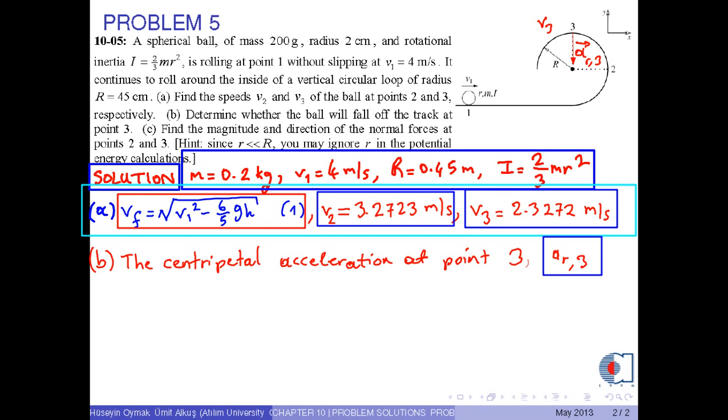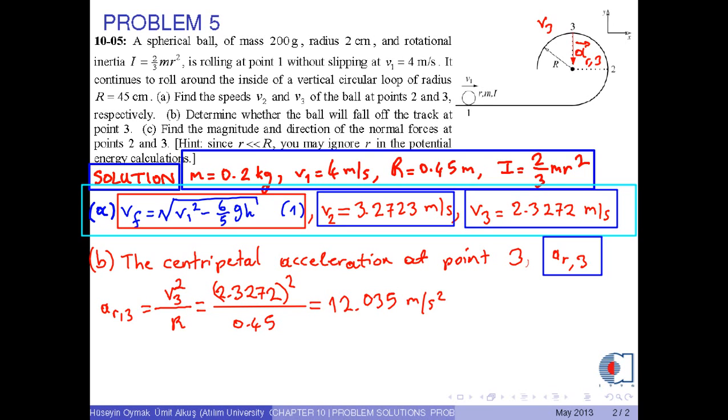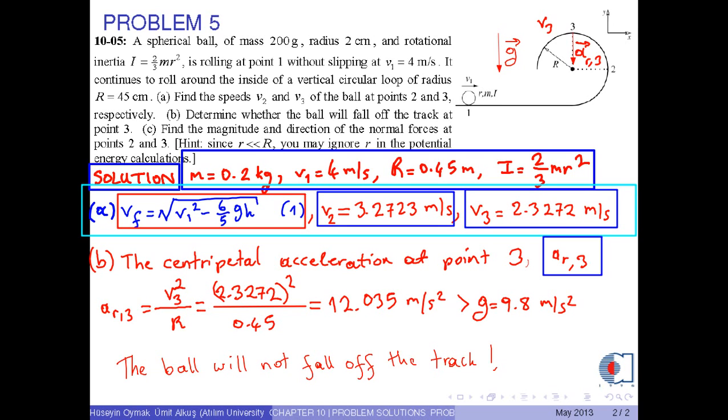For part B, the centripetal acceleration at point 3 is a_R3 equals v3 squared over capital R, which is 2.3272 meters per second squared over 0.45 meters, which is greater than the gravitational acceleration g, which is 9.8 meters per second squared. Thus, the ball must be in contact with the track, pushing downward on it.